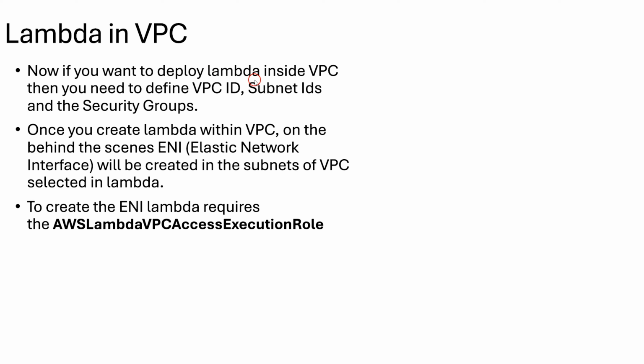So whenever you are creating a Lambda and you specify a VPC for it, then in the execution role section, you have to add this execution role to your Lambda to create this elastic network interface behind the scenes to access other AWS resources. So just keep this point in mind. You need to add this execution role whenever you are creating a Lambda within a VPC.